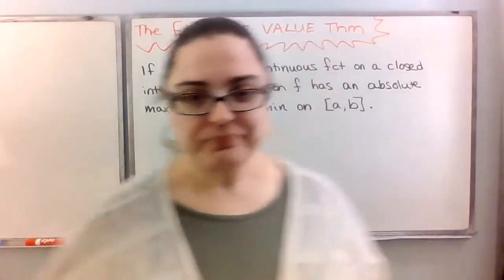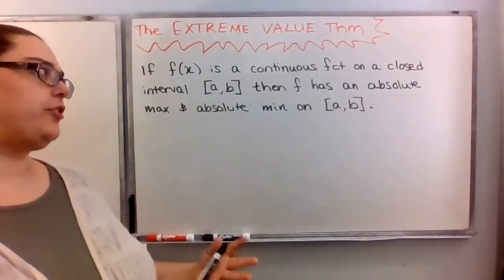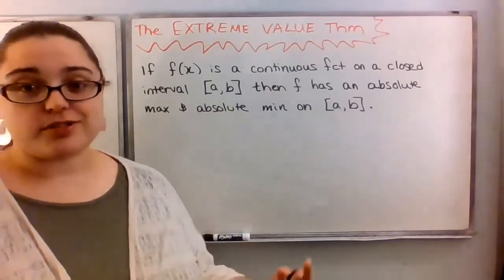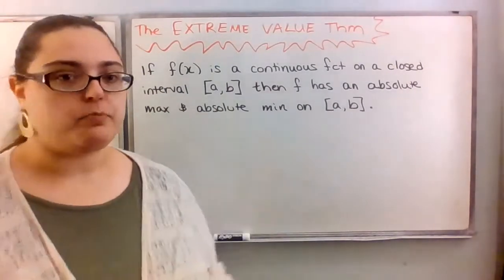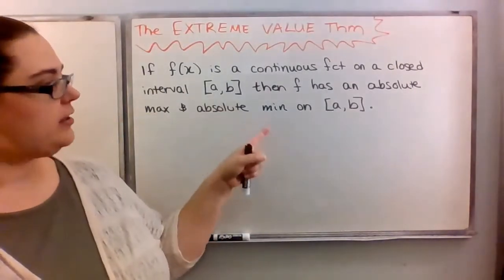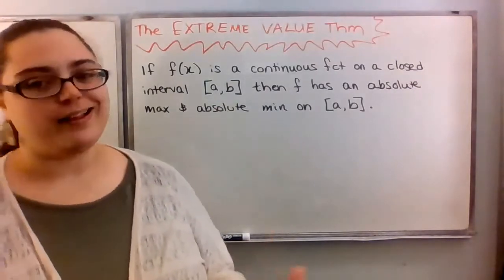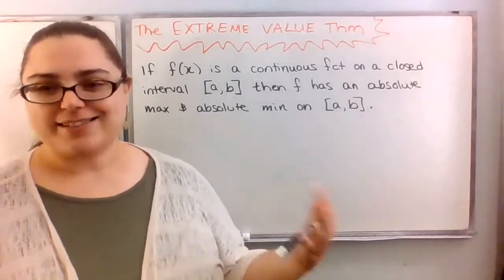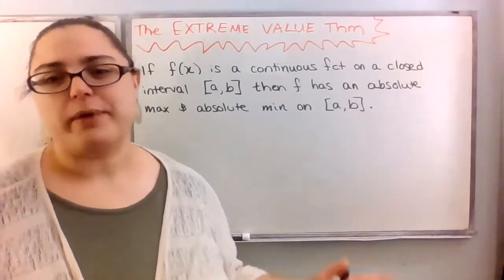ought to be true. The Extreme Value Theorem says that if f of x is a continuous function on a closed interval, that means you're including the endpoints, then f has an absolute maximum and an absolute minimum on that interval. So let's see why this might be true.